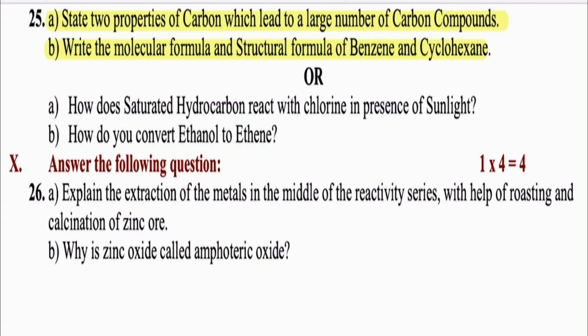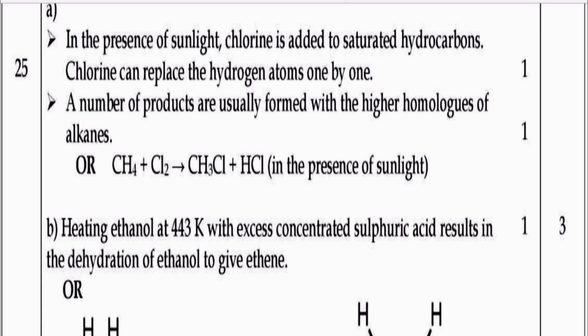Optional question A. How does a saturated hydrocarbon react with chlorine in the presence of sunlight? In the presence of sunlight, chlorine is added to saturated hydrocarbons. Chlorine can replace the hydrogen atoms one by one. A number of products are usually formed with the higher homologues of alkanes. For example, CH4 plus Cl2 gives rise to CH3Cl plus HCl in the presence of sunlight.